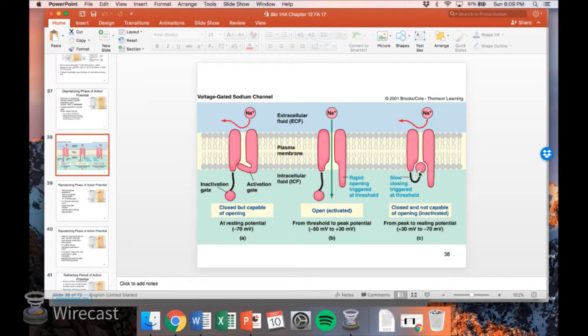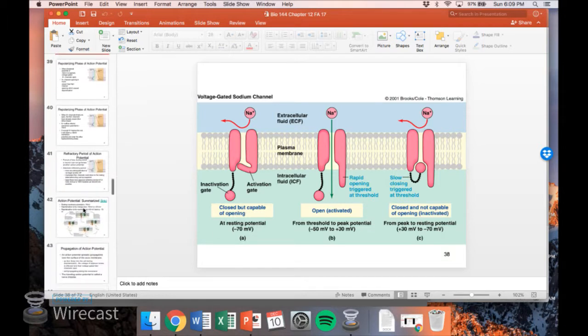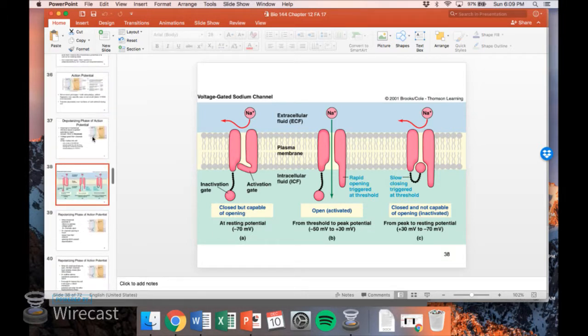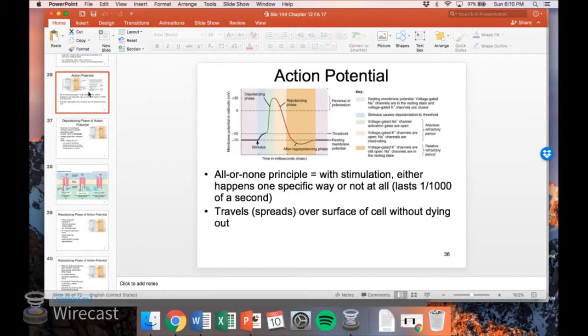This is going to happen at the same time, but it's going to be much slower, which is going to give enough time for the sodium to come rushing into the cell. This slow closing of this inactivation gate is what is actually going to cause the refractory period at the end of the action potential. So this is one thing that we're going to do at the start of our action potentials. We're going to open these gates. We're also going to open, it doesn't look like I actually have a picture of our potassium gates. That's fine. So with our action potential, we're going to open both sets of gates.